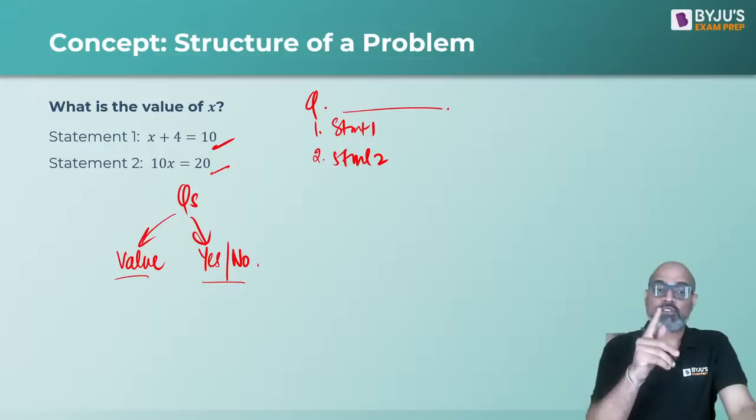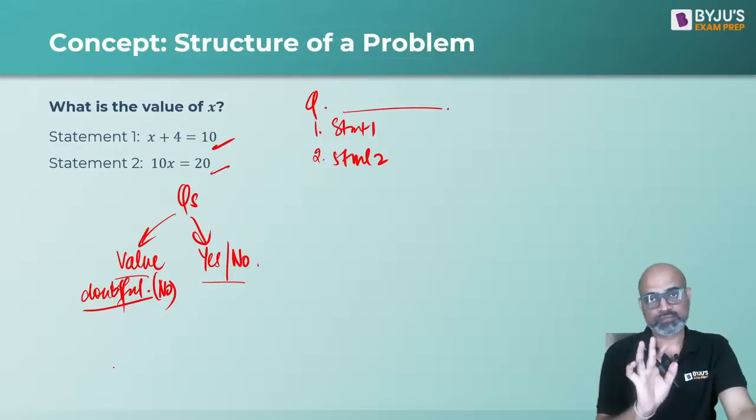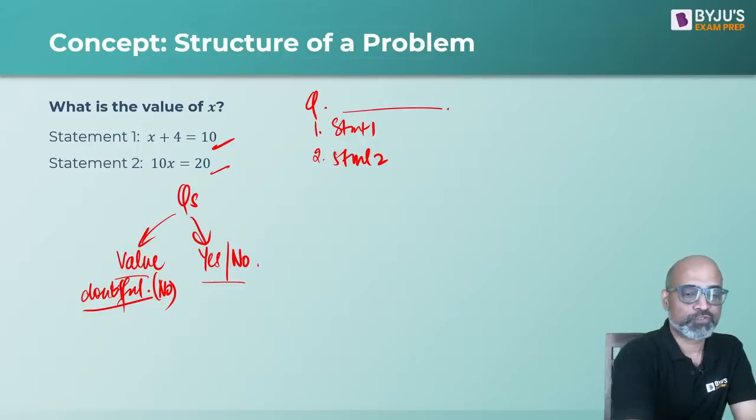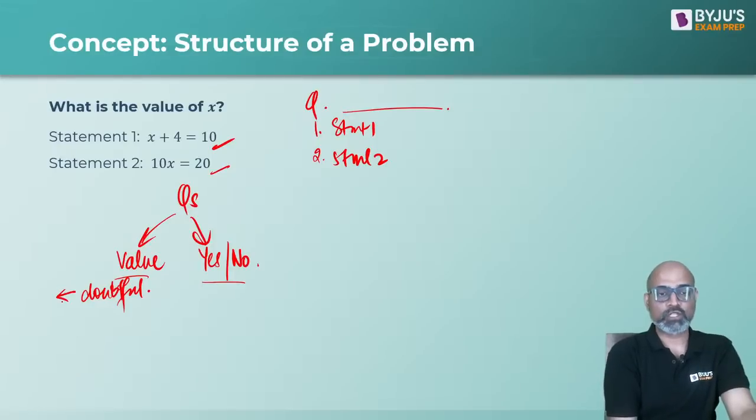Now, for the value-based questions, if you are doubtful, then only you say that you can't answer. So I will not use the word no. I will prefer that if you are doubtful, then only you say that you can't answer.